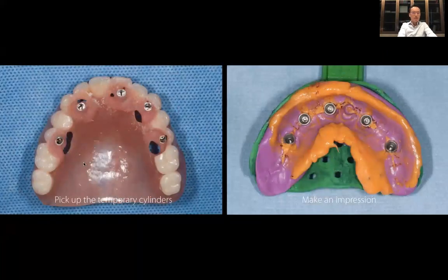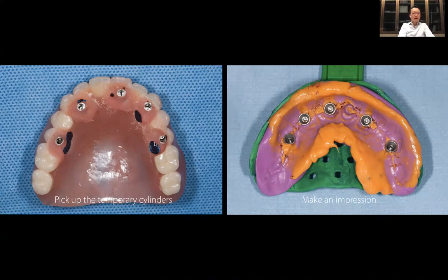And in this particular case here, even though I placed six implants, I've decided only to use 5 of the implants to support my provisional prosthesis. And this is not because this number 8 implant didn't have good primary stability, but I just find using 4 or 5 implants to support my fixed prosthesis is easier.